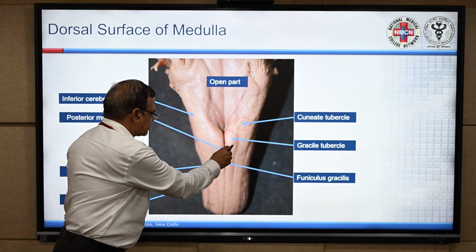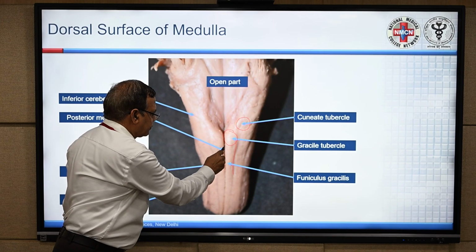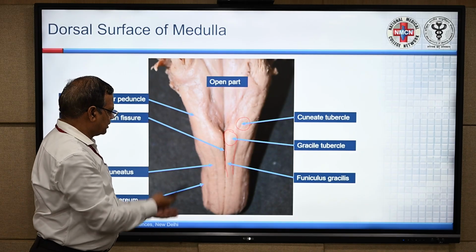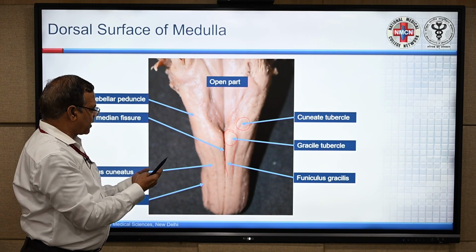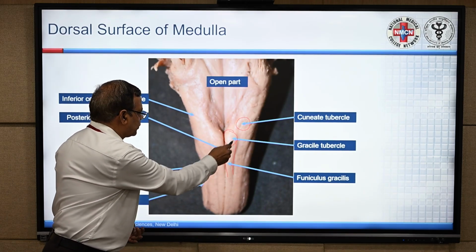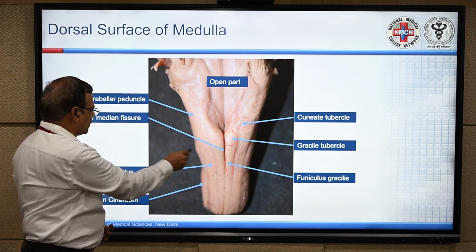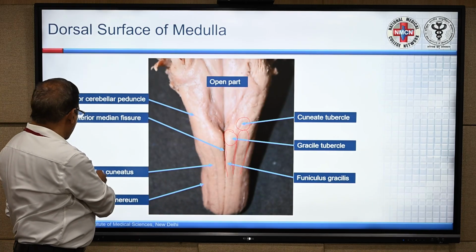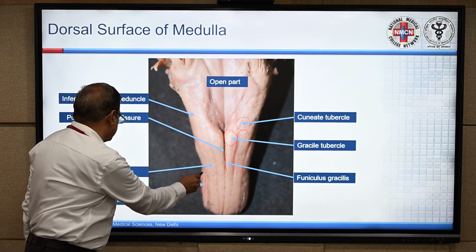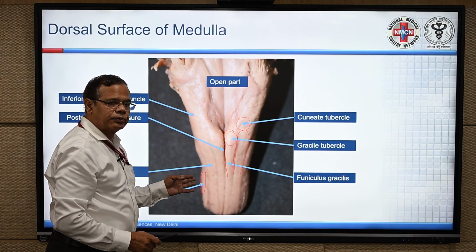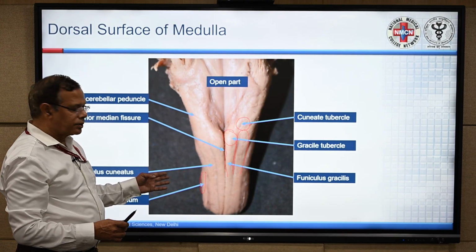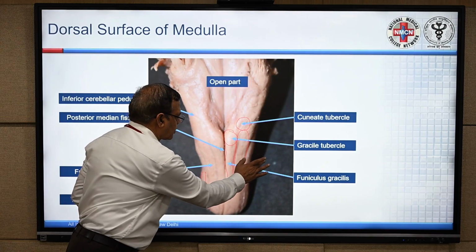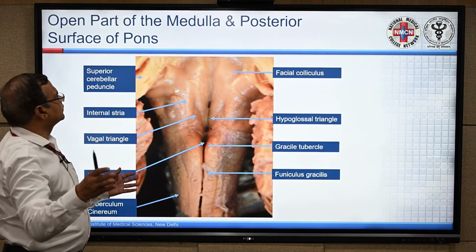Here you can see this elevation is fasciculus gracilis. Deep to it lie the fascicles or fibers coming from the spinal cord, and deep to this part the fasciculus cuneatus is there. Here lies the fasciculus cuneatus, and posterior to it is the tuberculum cinereum. Deep to it lies the trigeminal nerve nucleus. We will see the open part of the posterior surface of the medulla.